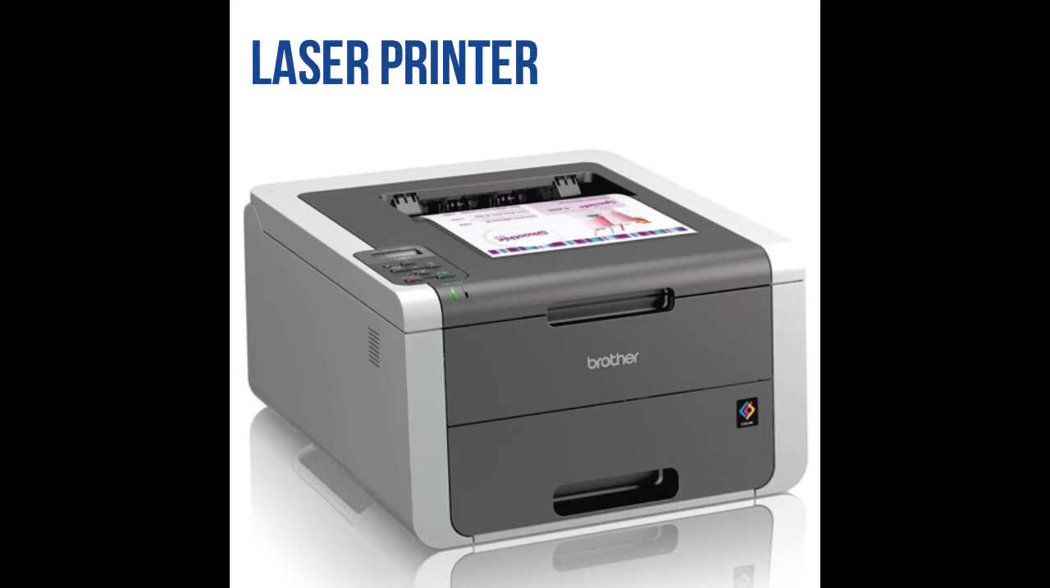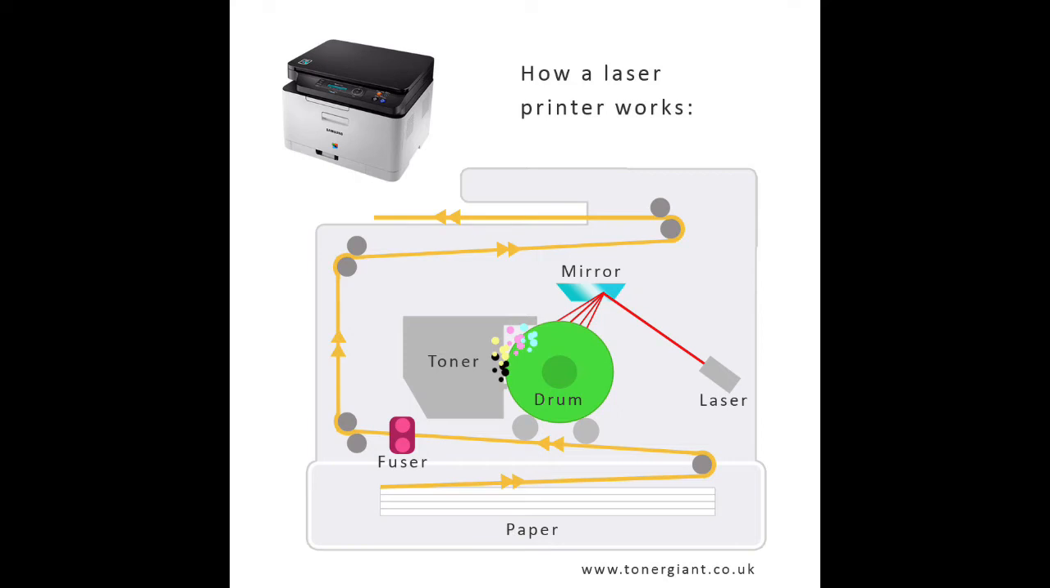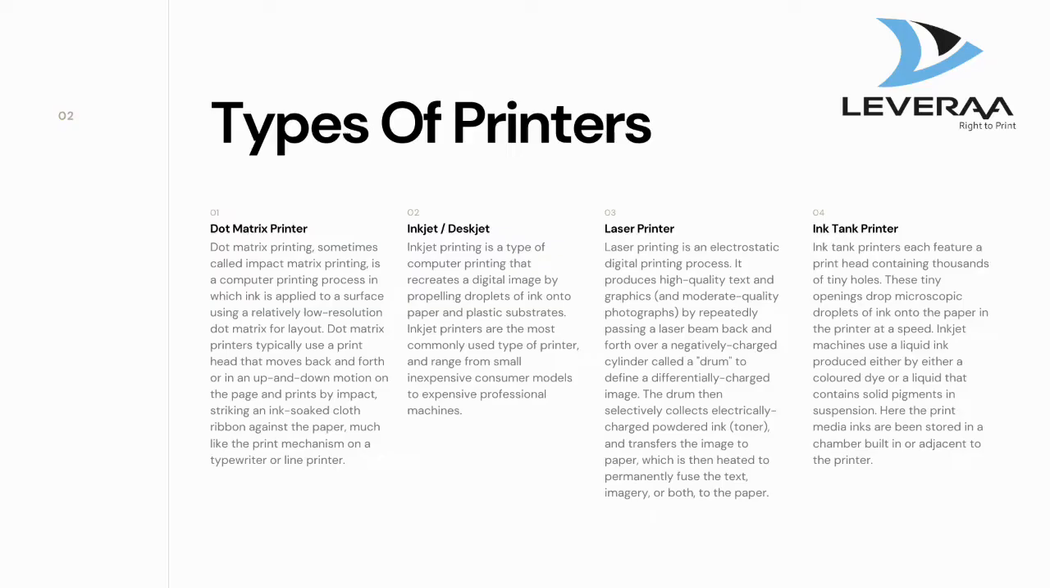Laser printer. Laser printing is an electrostatic digital printing process. It produces high-quality text and graphics and moderate-quality photographs by repeatedly passing a laser beam back and forth over a negatively charged cylinder called a drum to define a differentially charged image. The drum then selectively collects electrically charged powder called toner and transfers the image to paper, which is then heated to permanently fuse the text, imagery, or both, to the paper.